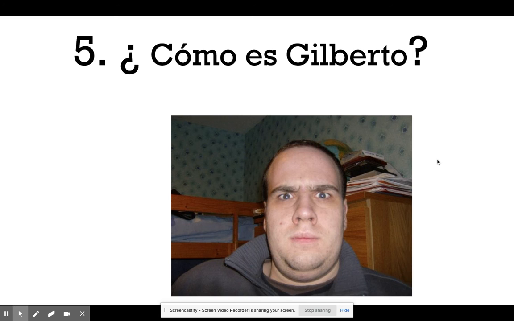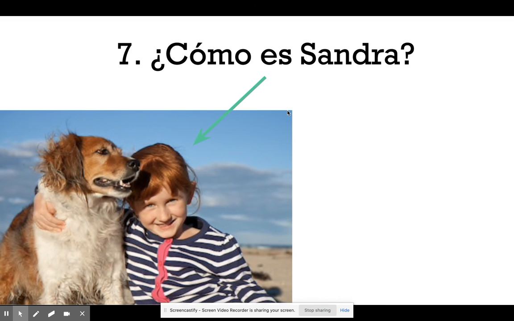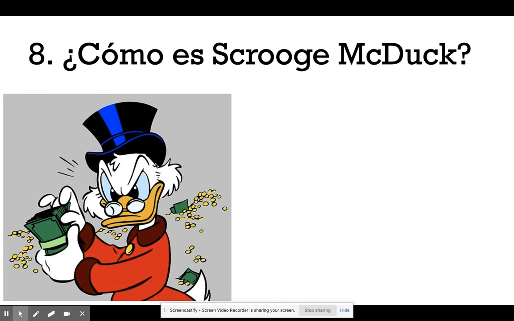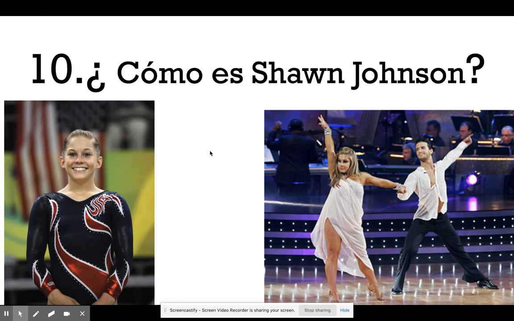Okay, I'll go through the other ones. The last video I made did not work, so I'll just quickly go through them. Pause if you need to, but I will also post the slides. 6. ¿Cómo es Michael Jordan? 7. ¿Cómo es Sandra? Sandra's the girl, not the dog. 8. ¿Cómo es Scrooge McDuck? 9. ¿Cómo es Albert Einstein? 10. ¿Cómo es Shawn Johnson? It's the female. She's another gymnast.